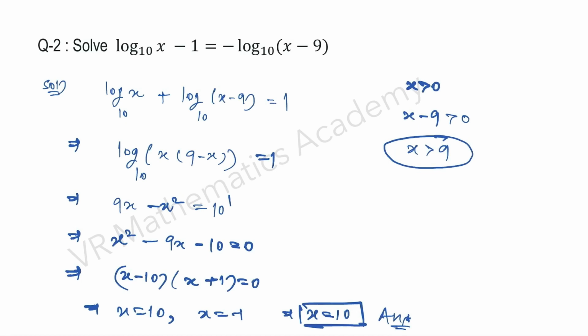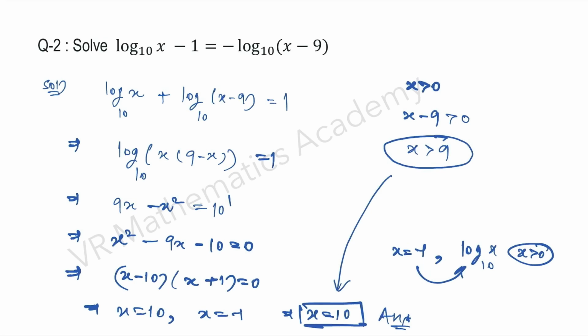Also we can easily see that when we put x is equal to minus 1 in the term log of x base 10, x is equal to minus 1 does not satisfy this term because we know that x should be greater than 0. So by using this condition we find that x is equal to 10, and x is equal to minus 1 is not satisfying this term. So the solution of this equation is x is equal to 10.